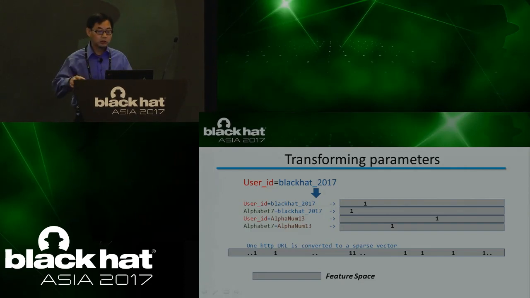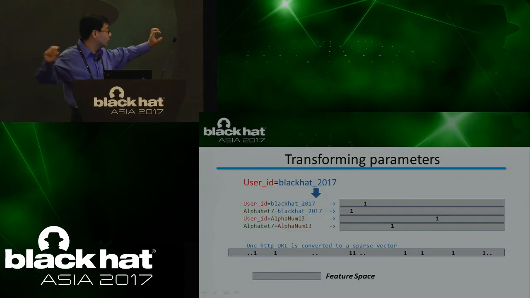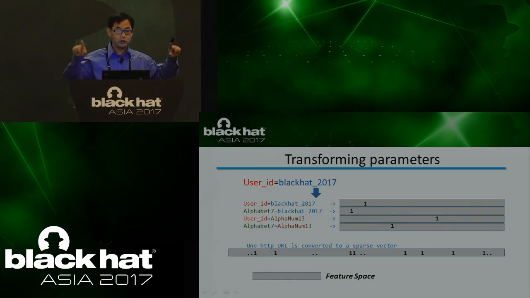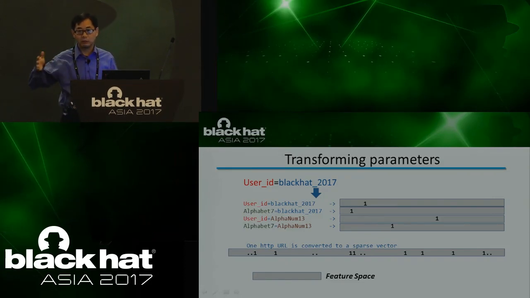Then we do the hashing. The gray long rectangle is our feature space. When we hash a string, we get one bit, which is the position within this, for example, 3,000-dimensional array. So for one parameter mapped to 4 features, we get 4 bits. If a URL has several parameters, then we get a sparse vector, with ones at different positions.